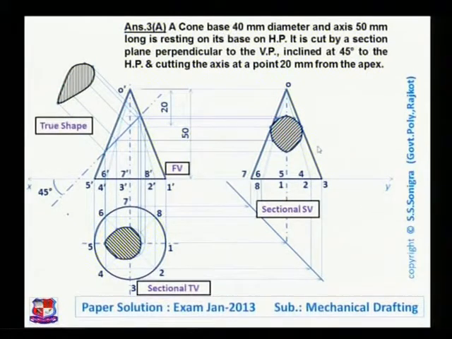This problem is asked for 7 marks. So 2 marks for true shape, 2 marks for sectional top view, 2 marks for sectional side view, and 1 mark for this front view. And that is the distribution of the marks. You should name each view: front view, sectional side view, sectional top view, and true shape. You should draw section lines in each portion and the dimension at once at any convenient place.